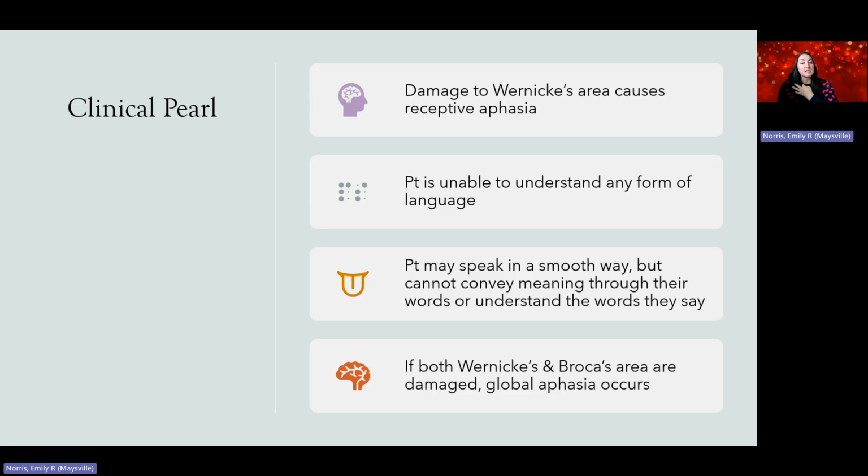If Wernicke's and Broca's areas are both damaged, then global aphasia will occur, where they cannot produce or understand speech. Remember, Wernicke's is understanding speech. Broca's is producing speech. One way that people often can remember it is with Broca's, if that area is damaged, you'll have broken speech because you cannot produce good, meaningful speech.